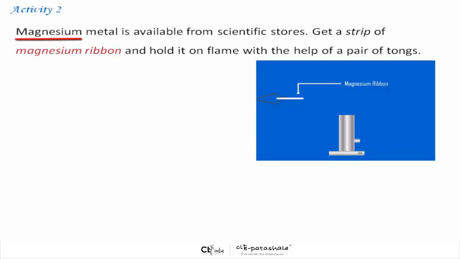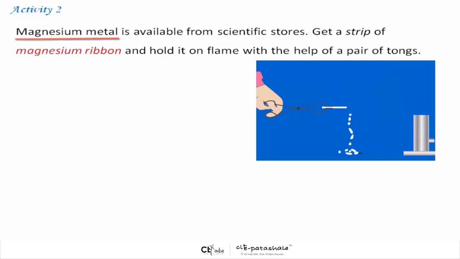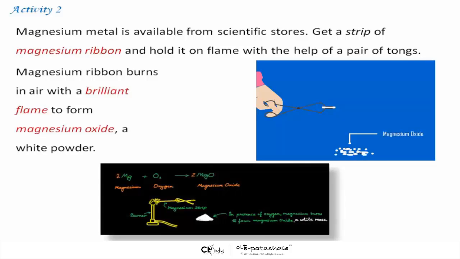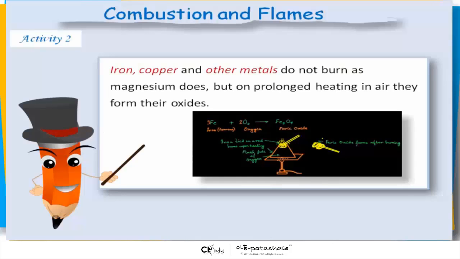Now magnesium metal is available from scientific stores. Get a strip of magnesium ribbon and hold it on a flame with the help of a pair of tongs. Magnesium ribbon burns in air with a brilliant flame to form magnesium oxide, a white powder. Iron, copper and other metals do not burn as magnesium does, but on prolonged heating in air, they form their oxides.